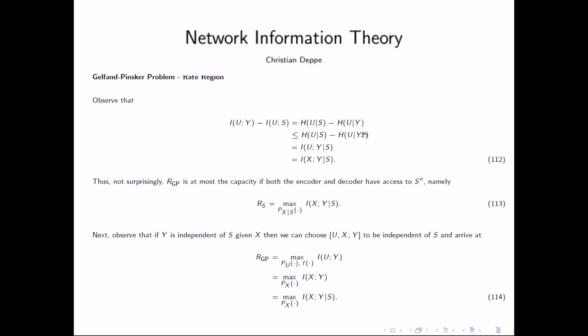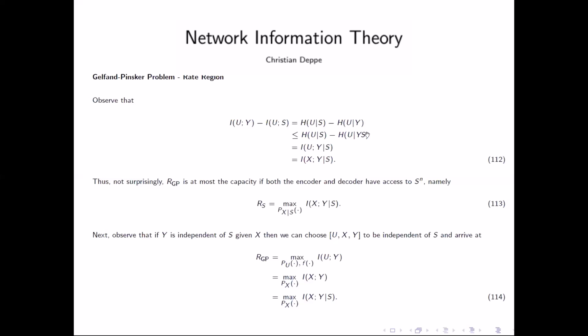Now we can write an S here and make this smaller. Just by additionally adding this condition, this entropy will be smaller. Then we have the entropy of U conditional on S minus the entropy of U conditional on Y and S. But this is exactly the mutual information between U and Y under the condition S. And of course, that's the mutual information between X and Y under the condition S.